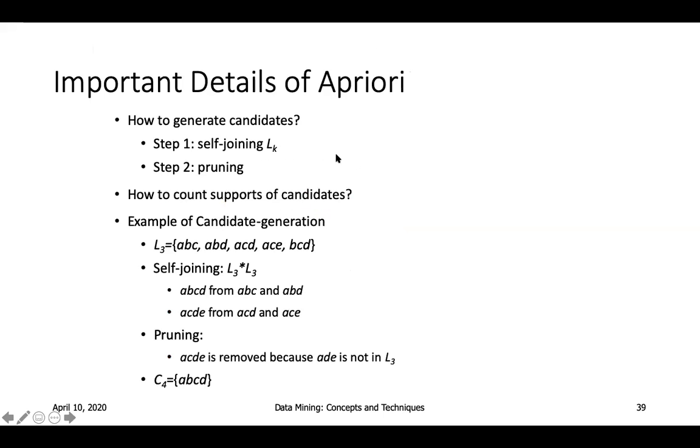Now, these are some details like how to generate the candidates. Step 1 is self joining. Step 2 is pruning. How to count the support of candidates? An example is given and you have already learned it. So apply the self joining. See the combinations as given in the database.